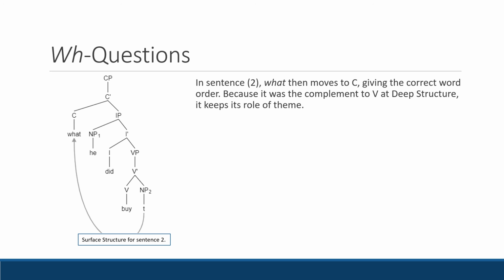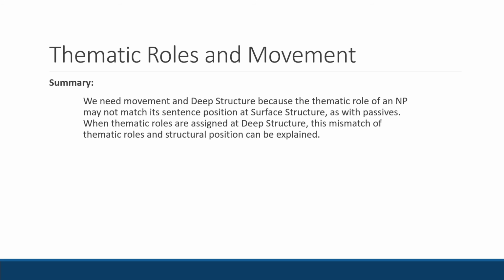So in sentence 2, what then moves to C, giving the correct word order because of the complement to V at deep structure. It keeps the role of theme, even though it's in the position of agent, it keeps the role of theme. So in summary, we do need the deep structure because the thematic role of an NP may not match its sentence position at the surface structure, as with passives or some WH questions. When thematic roles are assigned at deep structure, this mismatch of thematic roles and structural position can be explained.